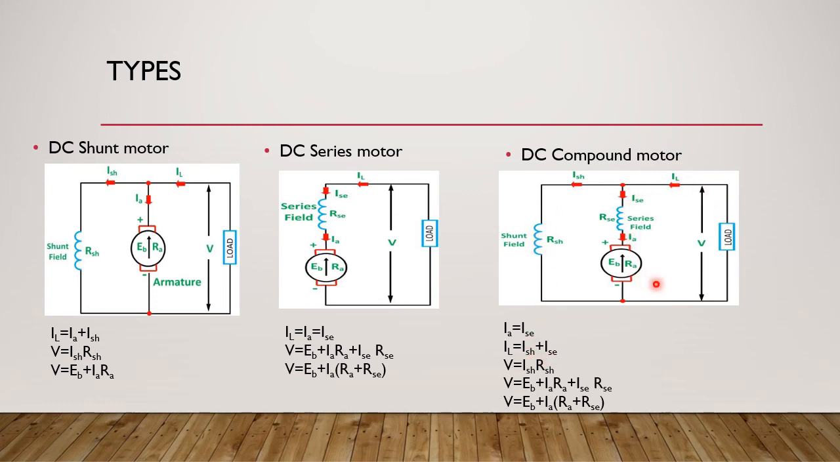Now write the loop equation for this, Kirchhoff's voltage law equation. V is the applied voltage, so V is equal to the back EMF EB plus the drop in the armature resistance IaRa, plus again the drop in the series resistance Isc Rsc. Suppose in the problems the brush drop is given, then you have to add the brush drop on this side: V is equal to EB plus brush drop plus IaRa plus Isc Rsc.